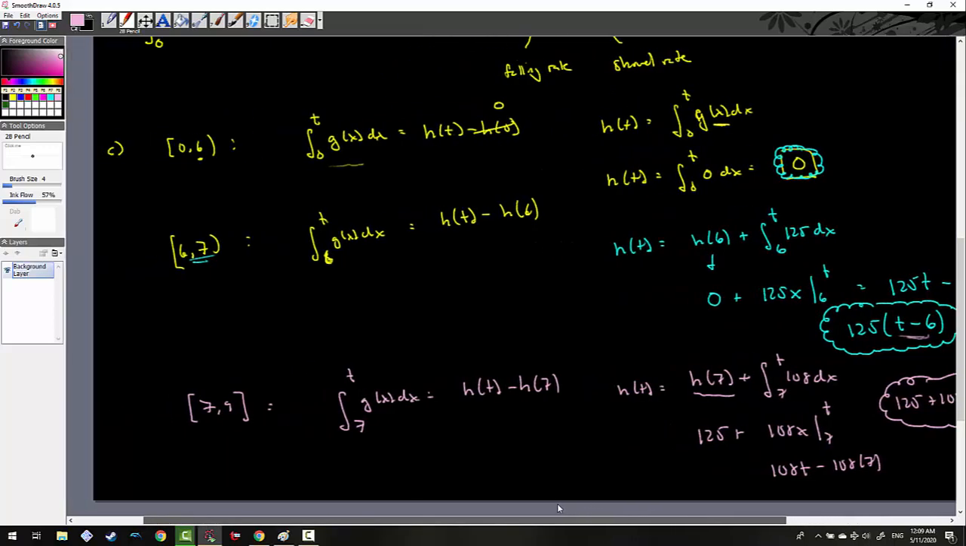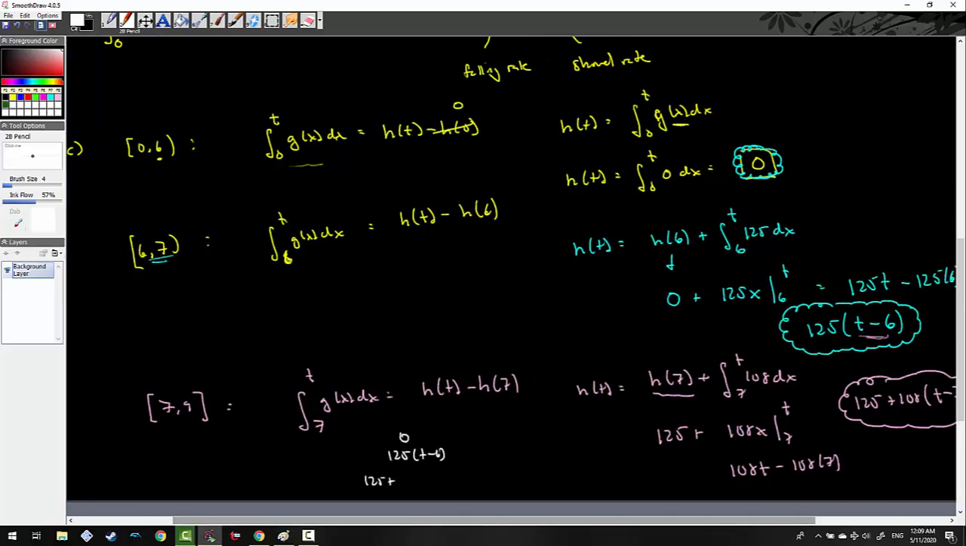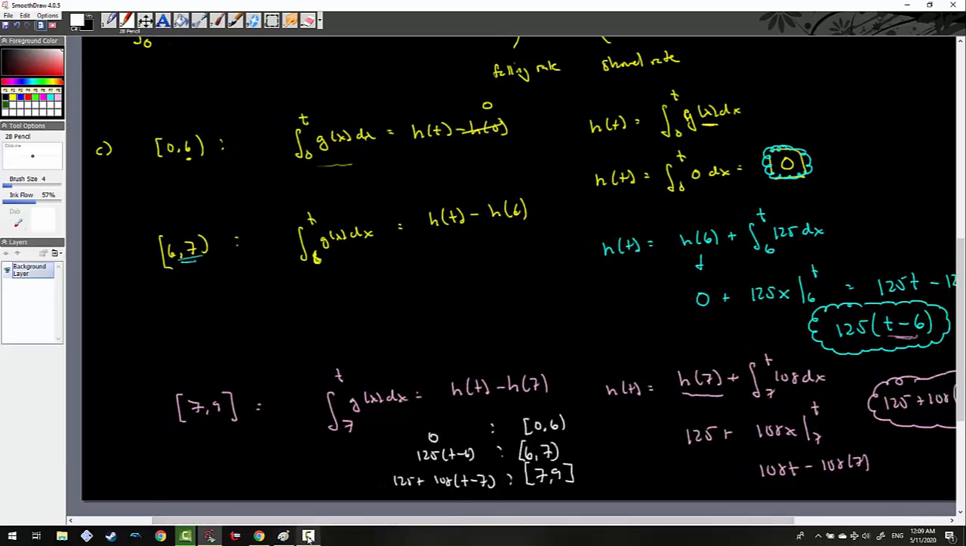So if you wanted to combine them into one piecewise function, I'll do it in white. It's going to be 0, then 125 times t minus 6, and then 125 plus 108 times t minus 7. And then you put down the conditions. This is valid on 0 to 6, 6 to 7, and 7 to 9. And you put the brackets in appropriately. I believe it was like this and like this. So again, part C is a really difficult kind of problem. There's a lot to it. So hopefully you understand that. I'm going to clean up the board real quick, and we'll be back in a flash.